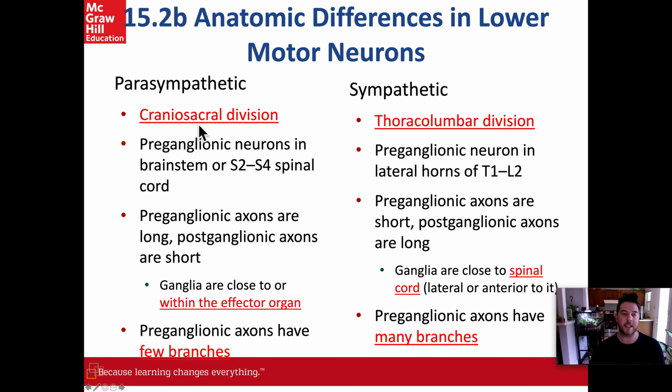So your parasympathetic is your craniosacral division. The preganglionic neurons are in the brainstem or S2 to S4 of the spinal cord. So either really high up or really low down. Your preganglionic axons are long and the postganglionic axons are short. We'll see what that looks like in a second. And the ganglia are close to or within the effector organ.